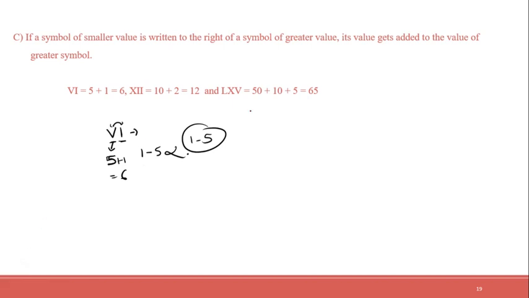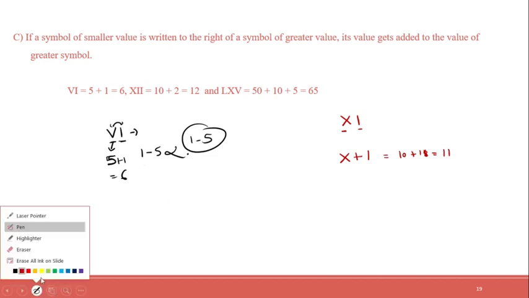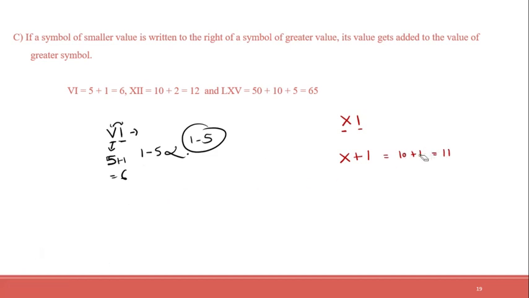Let me explain it with another example. If it is written here, this X and a 1, right? So we will check. It is a smaller digit, it is a bigger digit. So we write the bigger digit first, then add, because the smaller digit is written on the right of the bigger number. So we'll add 1. That means 10 plus 1, 11, right? 10 plus 1 is 11.